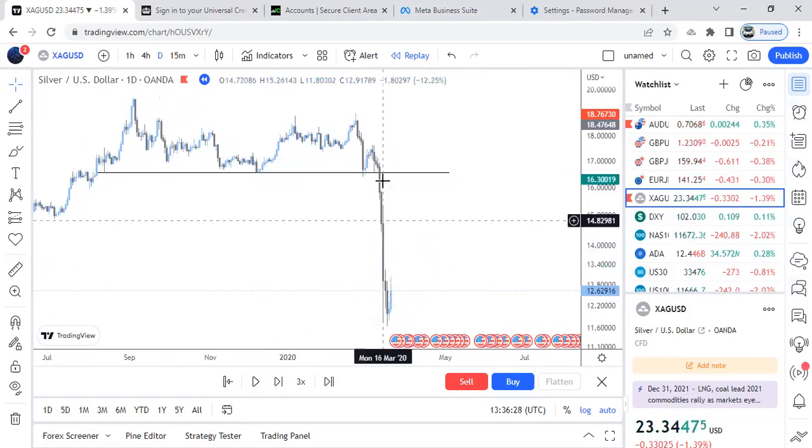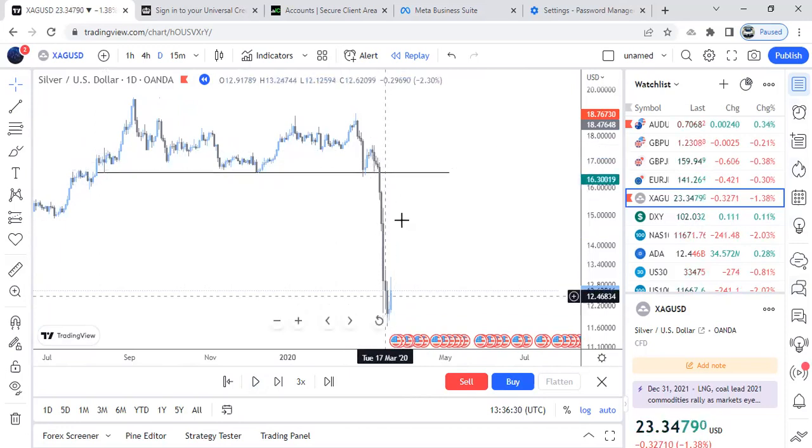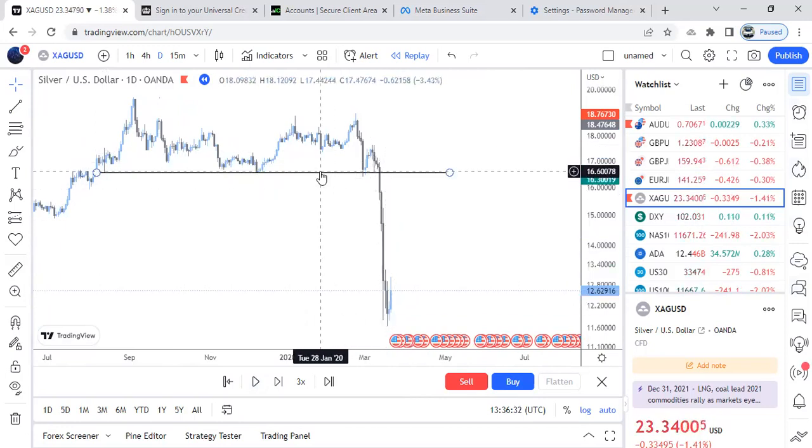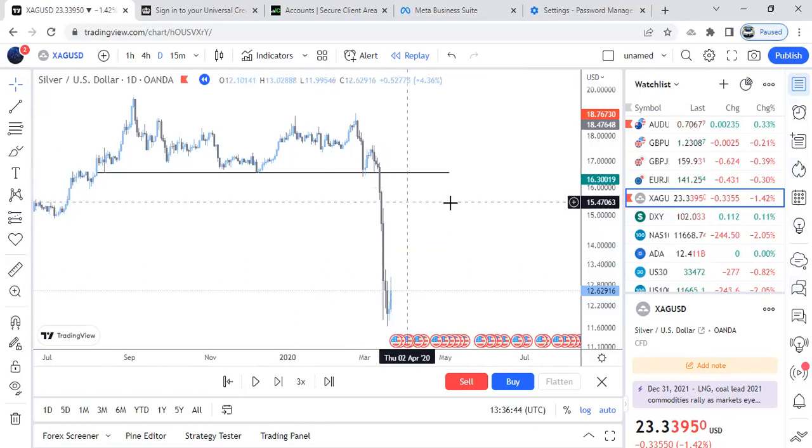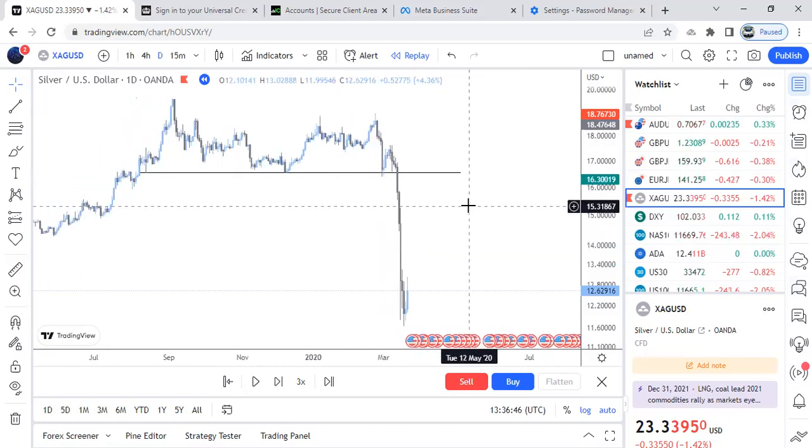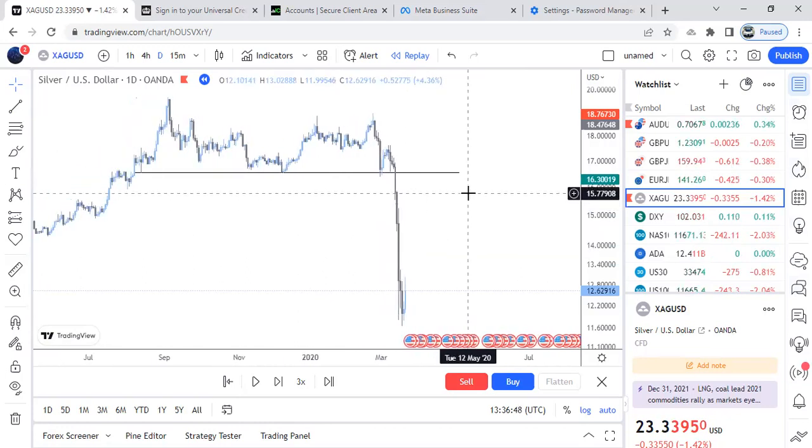But when price breaks like this, it's not considered a support. It's considered now what? Resistance. Because why? Because price is below the line. This is price. So guys, that's it, you know. That's it, bro.